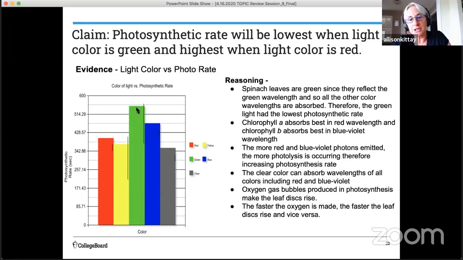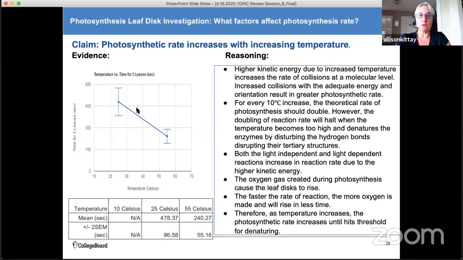So my students would show their work by creating a claim that the photosynthetic rate would be lowest when the light color is green and highest when the light color is red. Their evidence is their graph, and their reasoning connects their evidence to the claim. Okay. Just one more and then I'll move on.